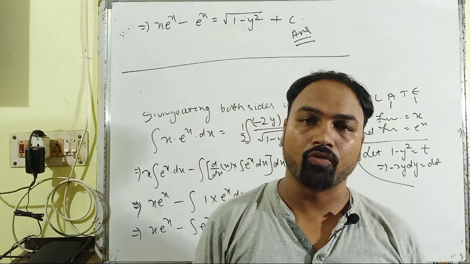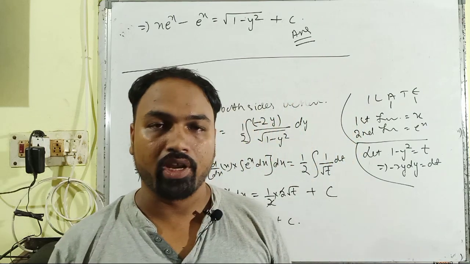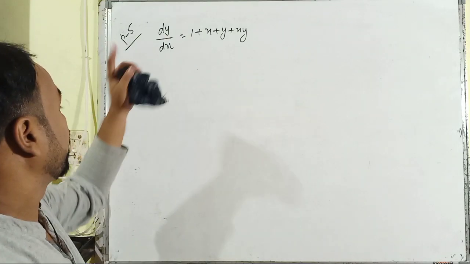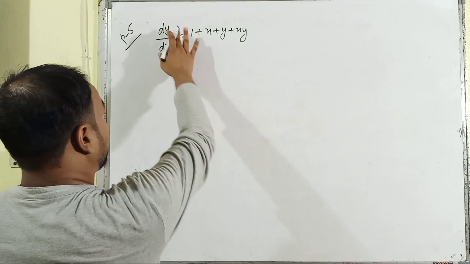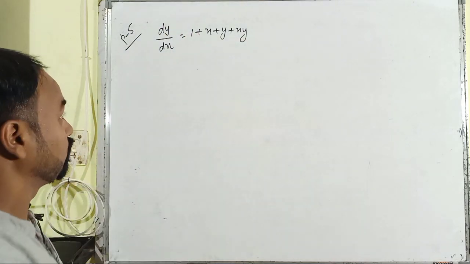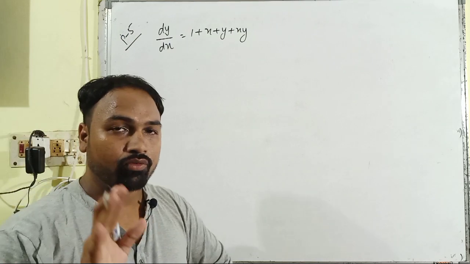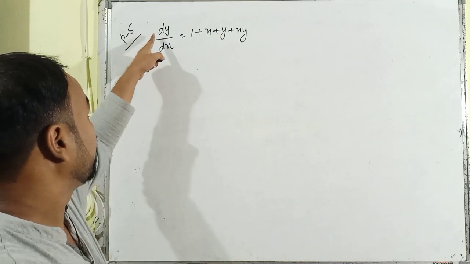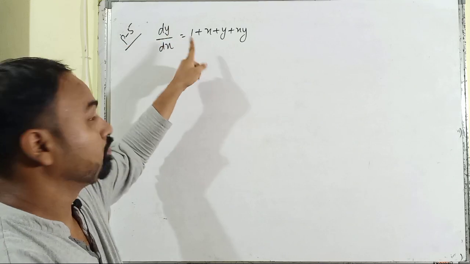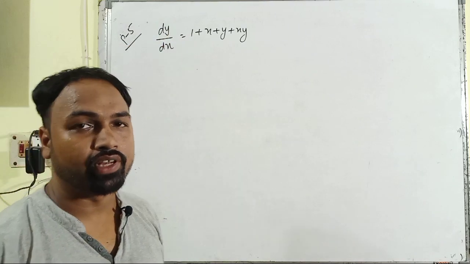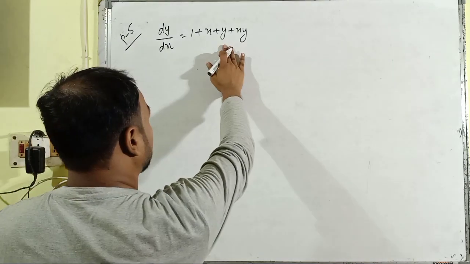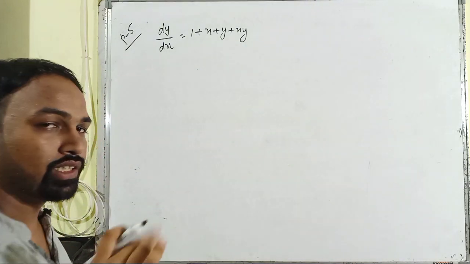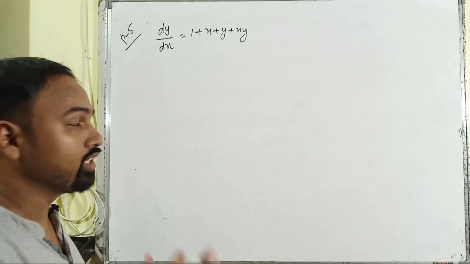That means we have solved 4 problems based upon the variable separable method, and now let us come to the next problem, problem number 5 of this video session, and it is given that dy upon dx is equal to 1 plus x plus y plus xy. You can see that this is a first order and first degree differential equation, and this problem can be solved by using the variable separable method. The right hand side terms are 1 plus x plus y plus xy, but we can separate them by factorizing the right hand side.